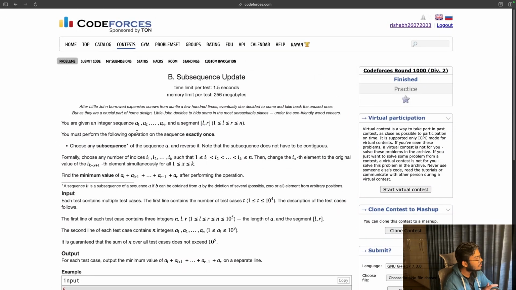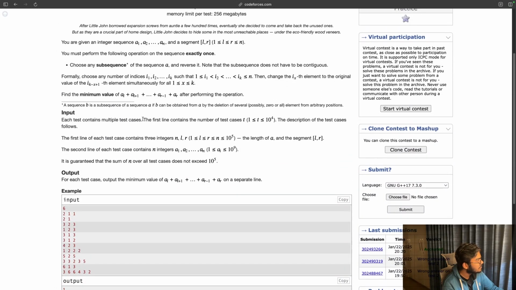For those who have not read the problem statement, you are given an integer sequence A from A1 to AN, so it is 1 based indexing, and a segment L to R. You must perform the following operation on the sequence exactly once. We can choose any subsequence of A and then reverse it. Note that the subsequence does not have to be contiguous. And we need to find the minimum value of AL plus 1 till AR.